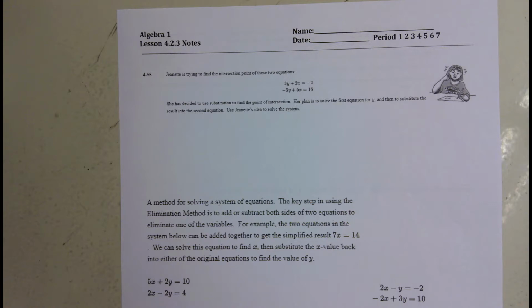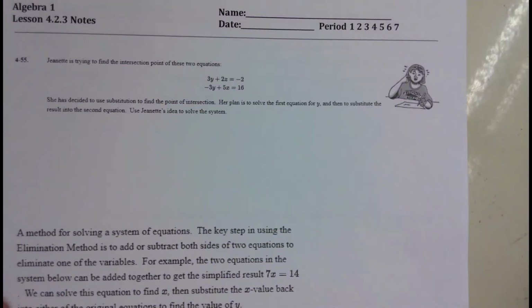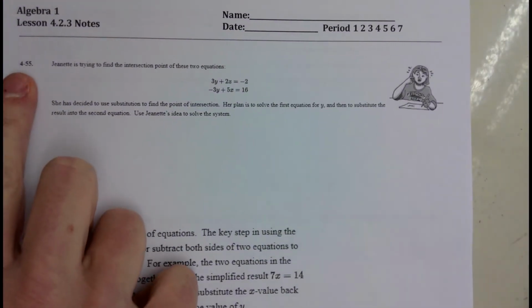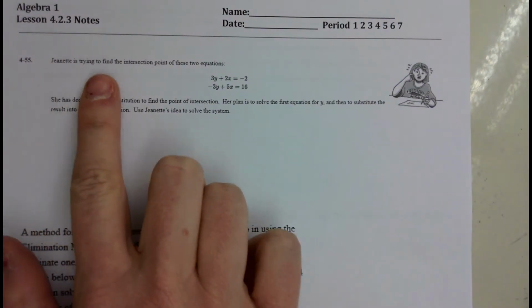About elimination, and then we'll talk more when these problems are straight out of your book, so you should be able to go back to your book. You'll notice that I put the numbers on the side. Okay, so our first problem, Jeanette is trying to find the intersection point of these two equations.